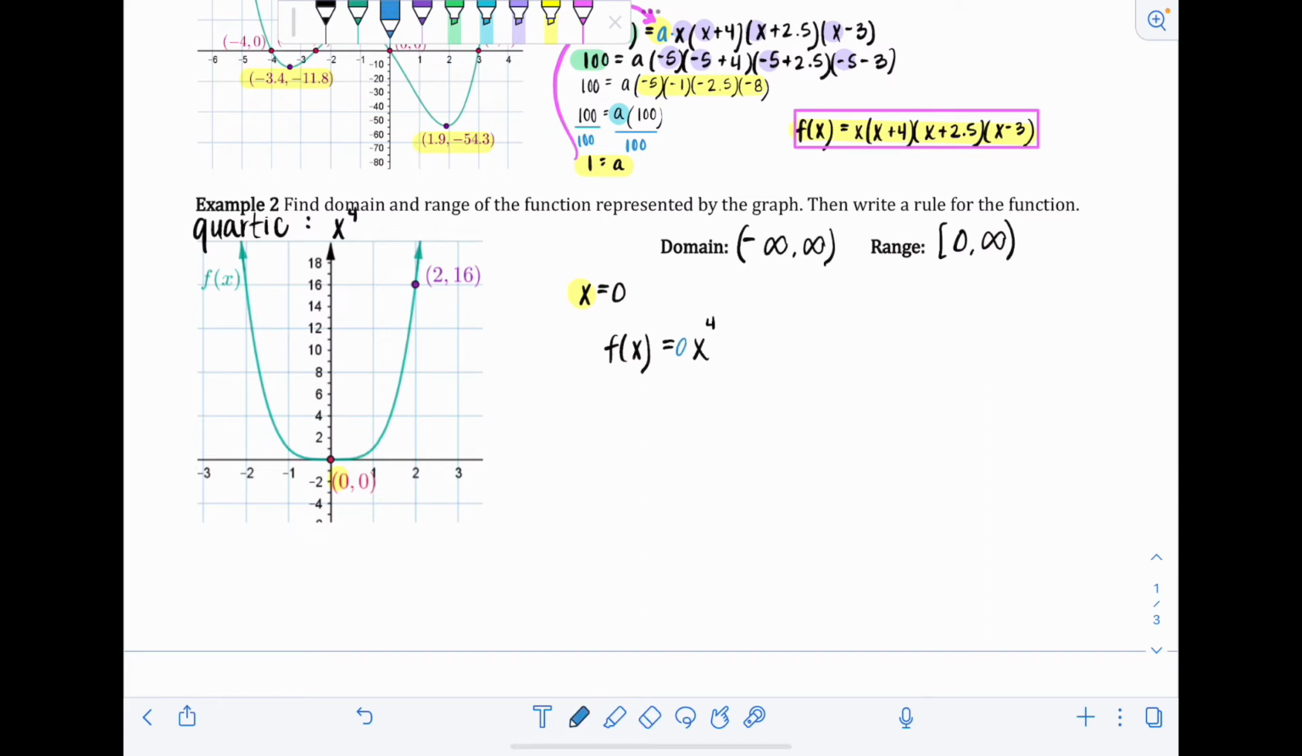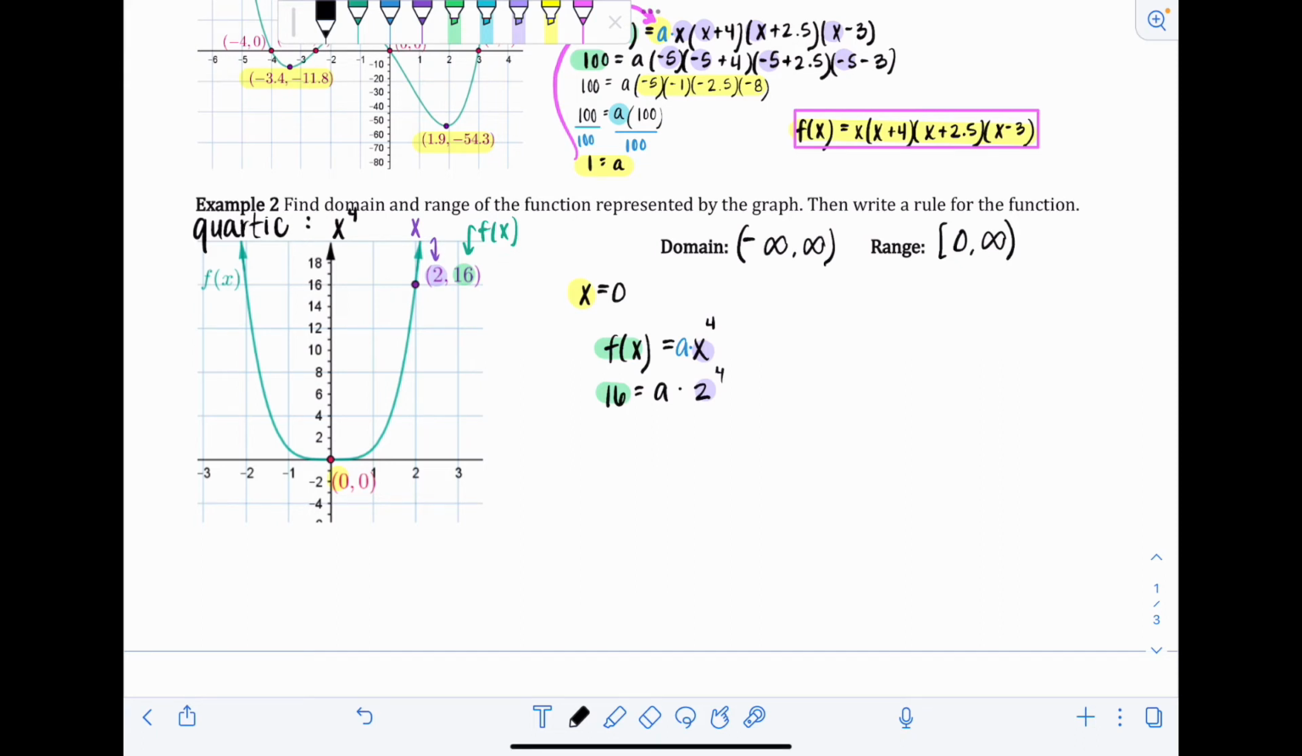We still have to find the a value, even though it's kind of simple like this. We still at least have to try to find one in case there's one that's different than 1. So the way that we find it is the same as example 1. We take a point that's on the graph that's not an x-intercept. So we have 2, 16. So 2 is going in for x, and then 16 is going in for f of x to solve for a, because that leaves a as our only unknown. So we put 16 in for f of x, equals a, that's what we're trying to solve for, times x becomes 2, and then that is raised to the 4th power.